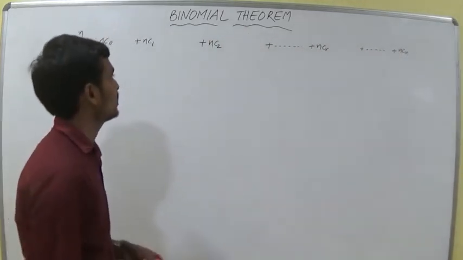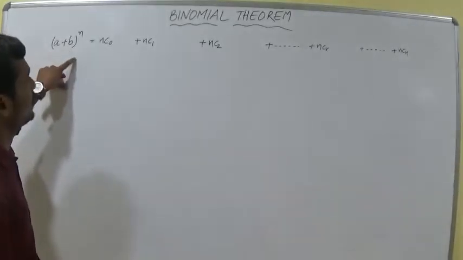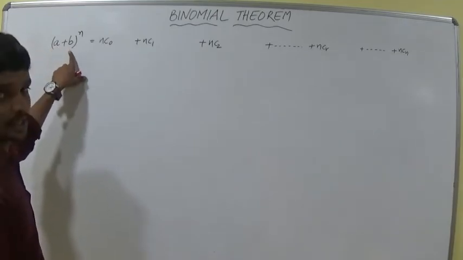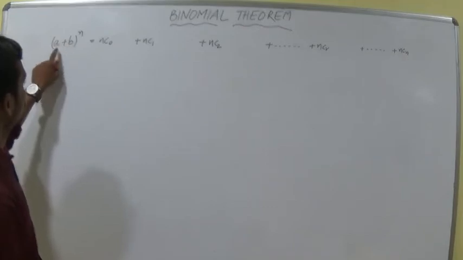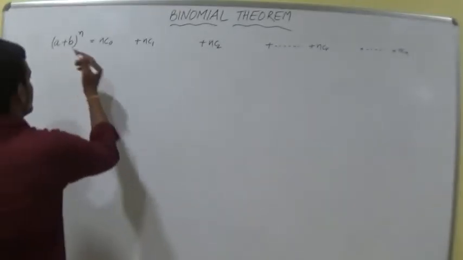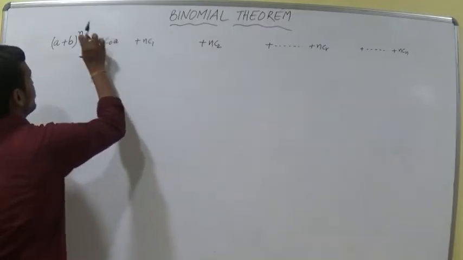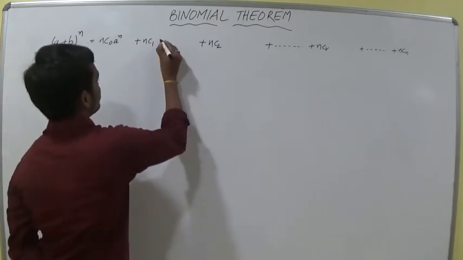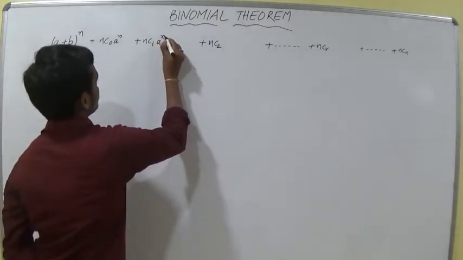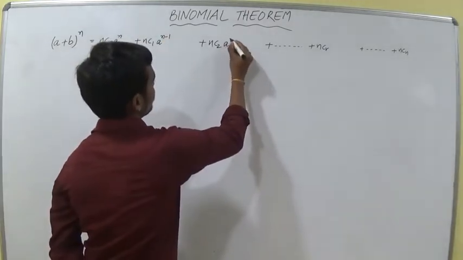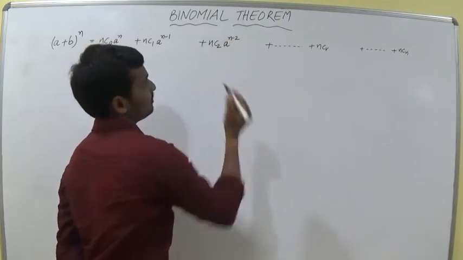Now we are writing the variables. What is the first variable in our binomial? a is the first variable and b is the second variable. In these two variables, the exponents of a are decreasing and the exponents of b are increasing. First, a to the power of what? n here. Coming to the second term, it is decreased by 1, that means a to the power of n minus 1. Here a to the power of n minus 2.